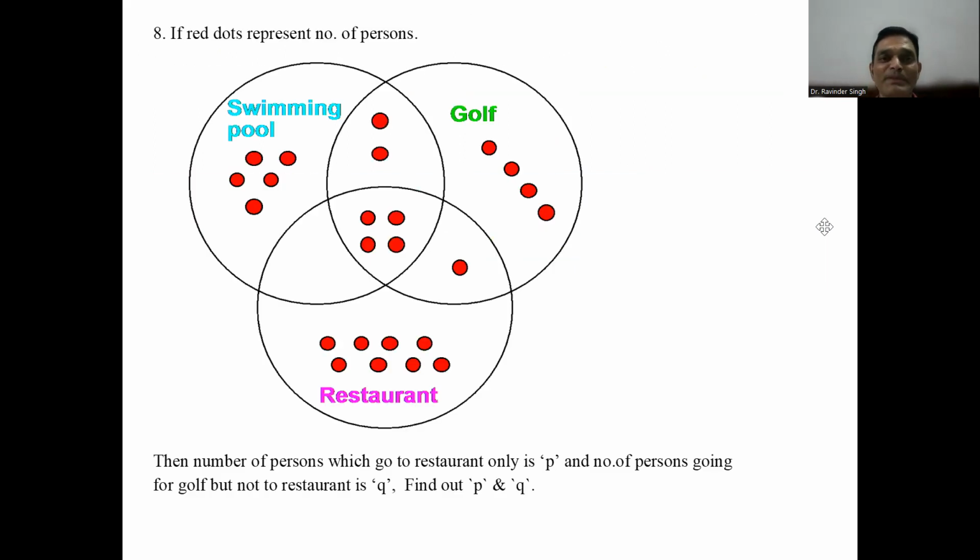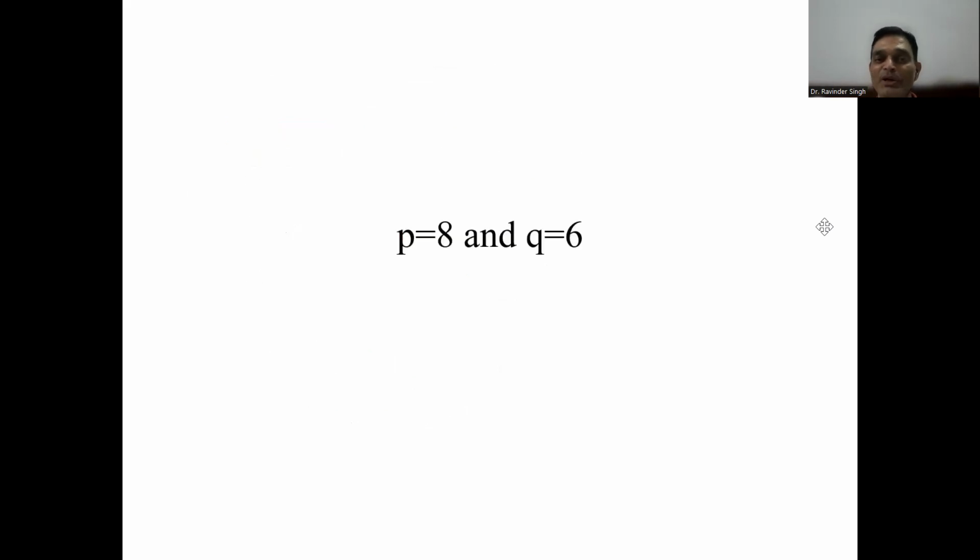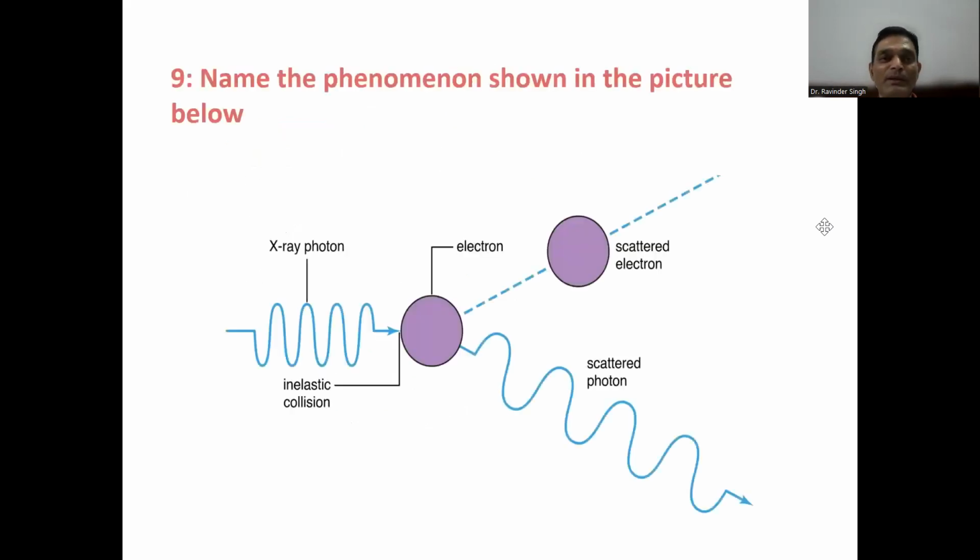If the red dot represents the number of persons, then the number of persons who go to the restaurant only is P, and the number of persons going to golf but not to the restaurant is Q. Find out P and Q. The answer is P equals 8 and Q equals 6.